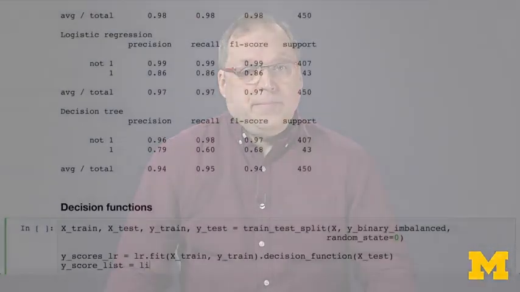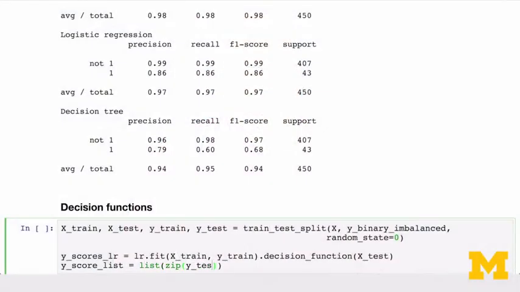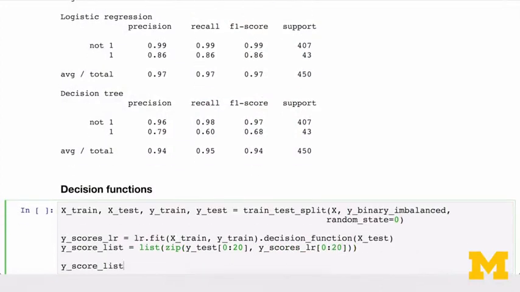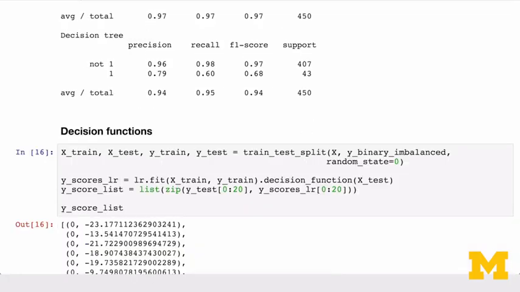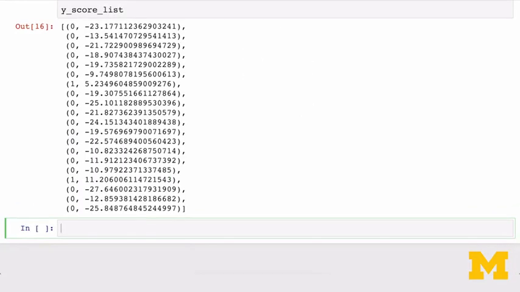Here's an example in the notebook showing the first few instances from our classification problem using a logistic regression classifier. We can see that instances in the negative class often have large magnitude negative scores. And indeed, the instances in the positive class have positive scores from the logistic regression classifier.